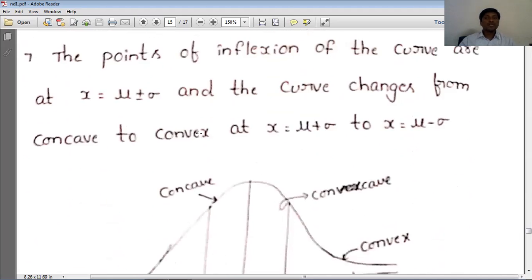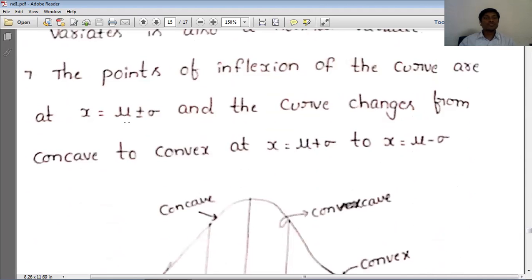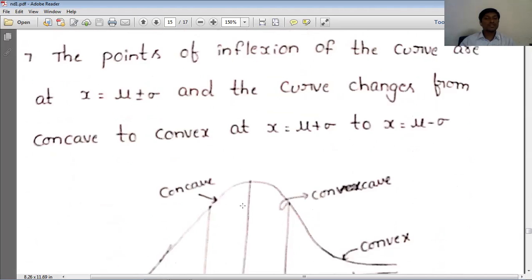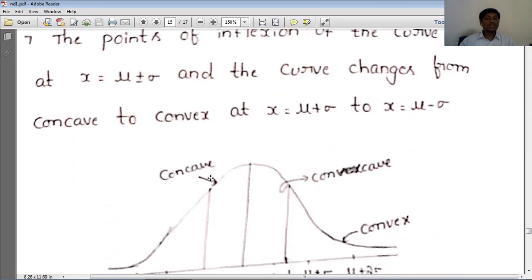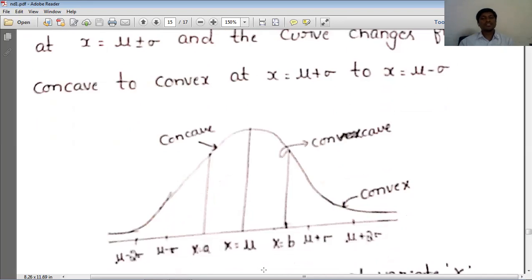Next, the points of inflection of the curve are at x equal to mu plus or minus sigma, where the curve changes from concave to convex, at x equal to mu minus sigma and mu plus sigma. In the normal curve it is concave when we extend it from mu minus sigma to mu plus sigma, then mu minus 2 sigma to mu plus 2 sigma. As we extend, the concave part changes to convex, and it approaches flat.